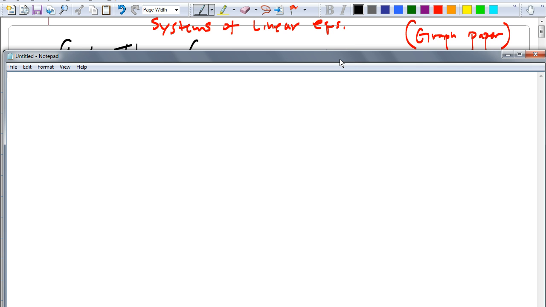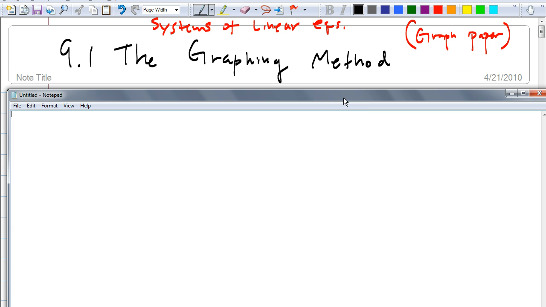So there are many ways of solving systems of equations. Today we're going to talk about the simplest case, linear equations. One way of solving systems of linear equations is the graphing method. That's why you need graph paper today.